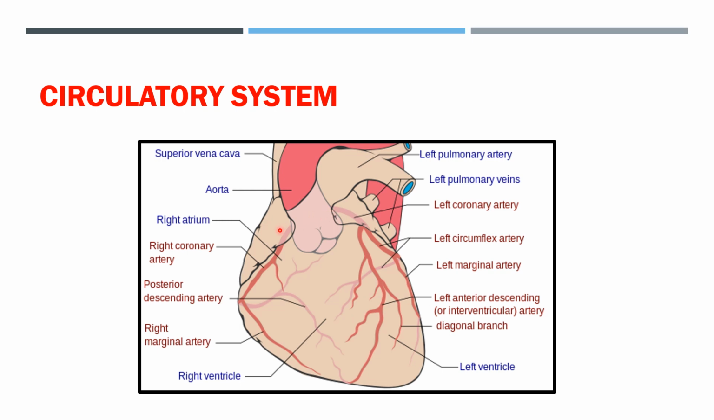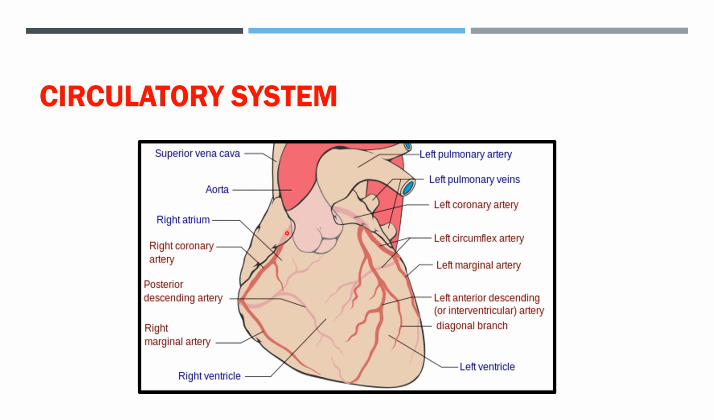The right coronary artery goes to the right through the atrioventricular sulcus. The sulcus is between the atria and ventricles. The right coronary artery passes through the right atrioventricular sulcus, or coronary sulcus, and it divides into two. At the right margin, it divides into the right marginal artery, and the second portion goes behind and supplies the posterior part of the ventricles. That artery is known as the posterior descending artery.